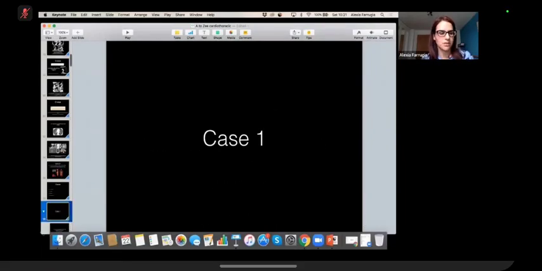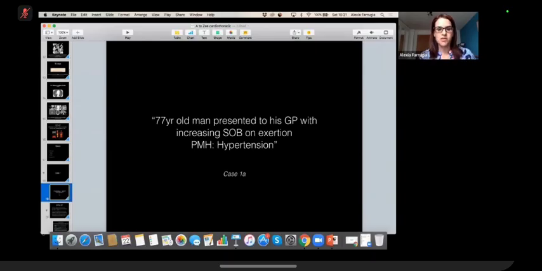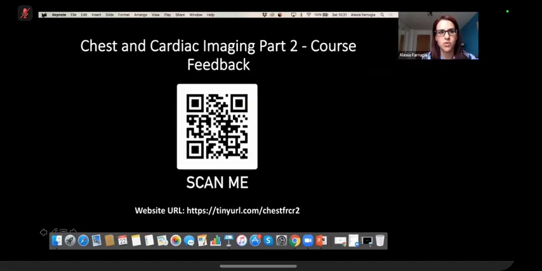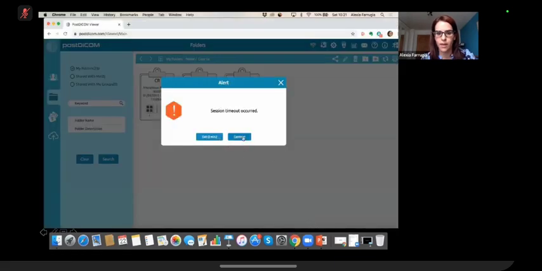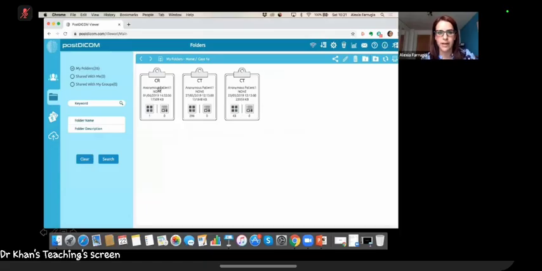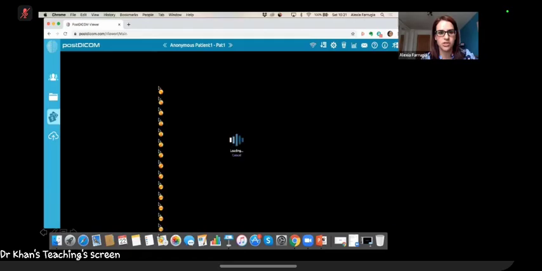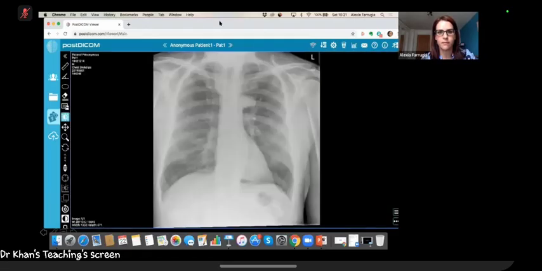So, here is your history. A 77-year-old man who presented to his GP with increasing shortness of breath on exertion, and he has a past medical history of hypertension. So, I will bring up the DICOM stack for you. Okay, so we'll start with a chest x-ray for this gentleman. Okay, can you see the chest x-ray?